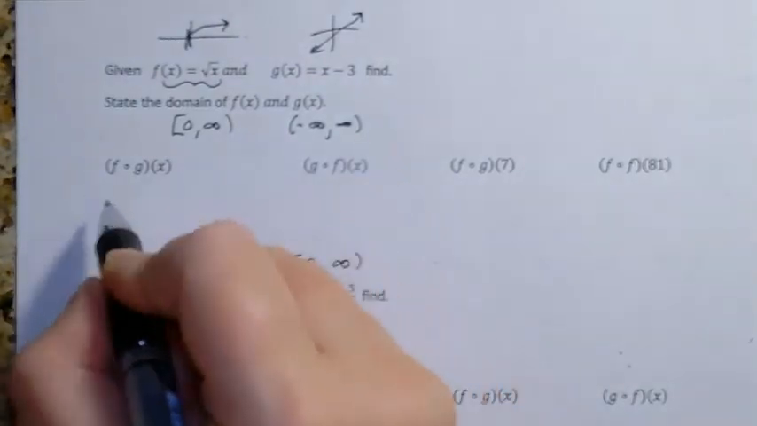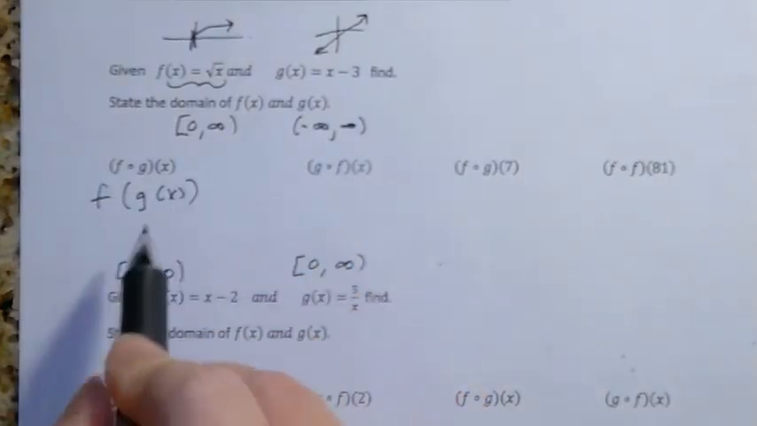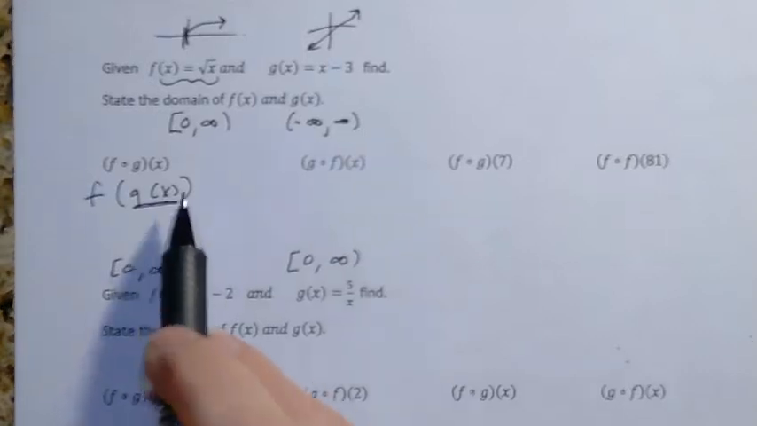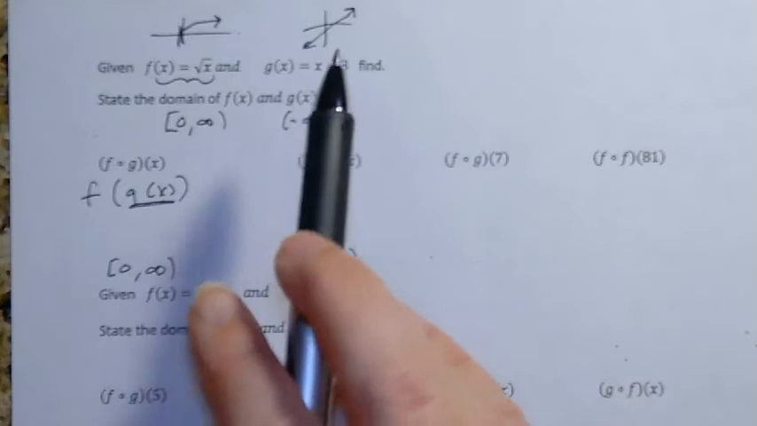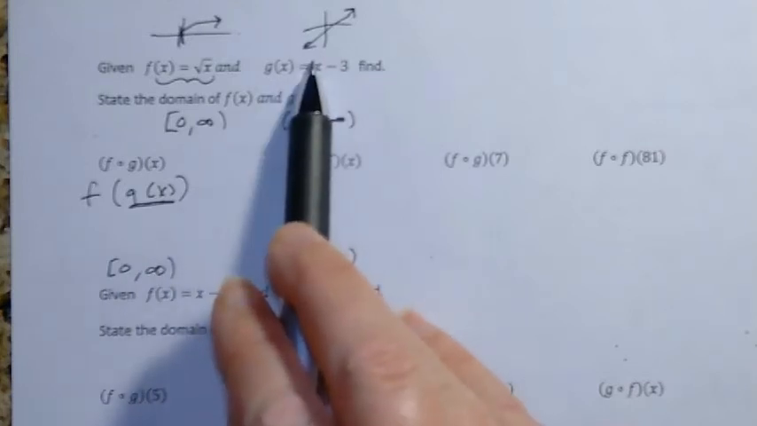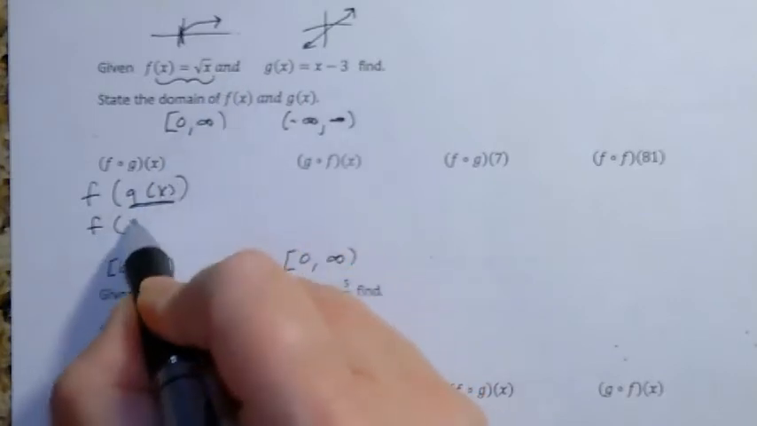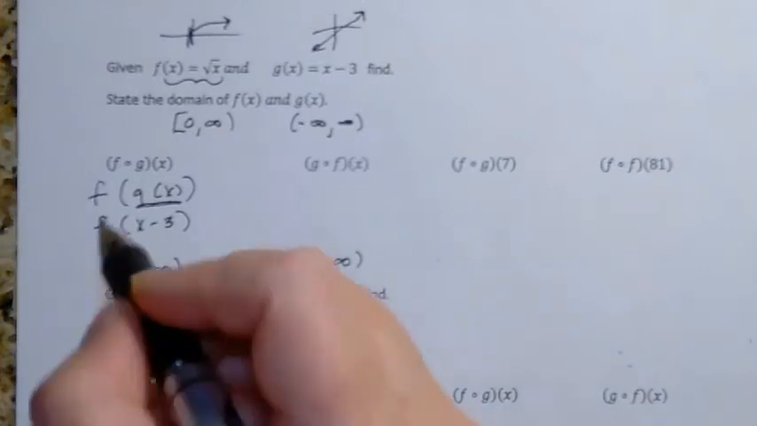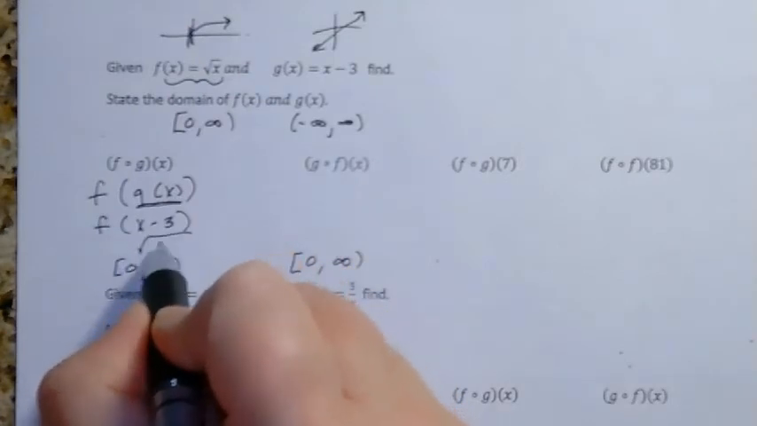So, f of g of x. My domain is going to come from the domain of the inside function. That means whatever this domain is, that's where we're going to start. Negative infinity to infinity. So I'm going to have f of x minus 3. And then I'm going to put the x minus 3 under the square root x.